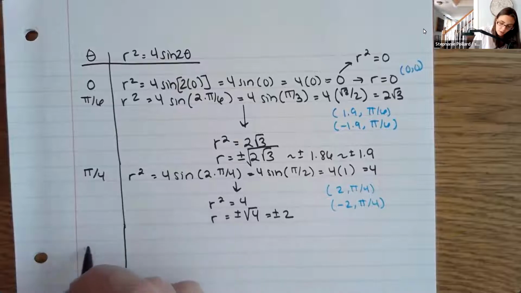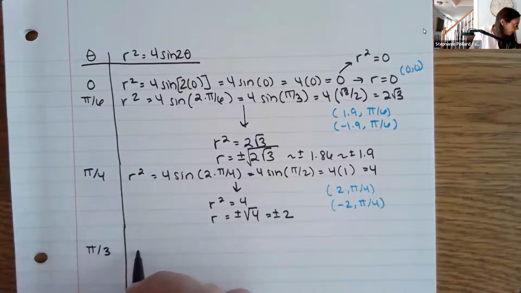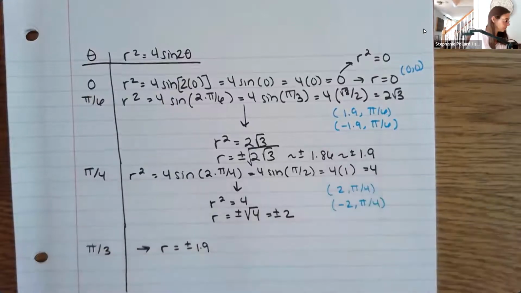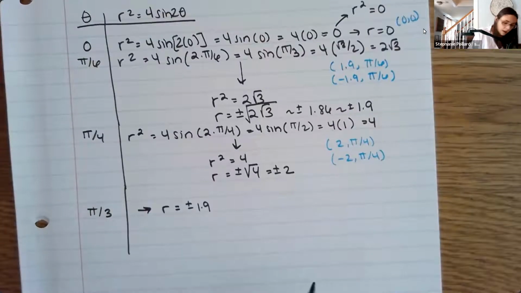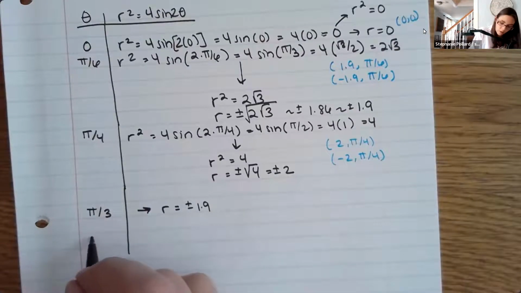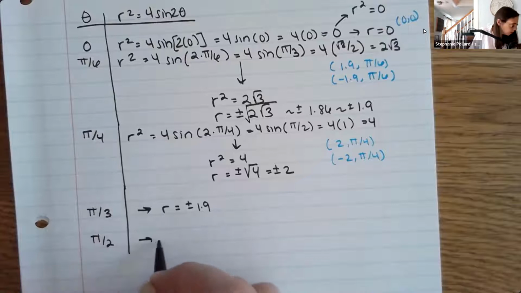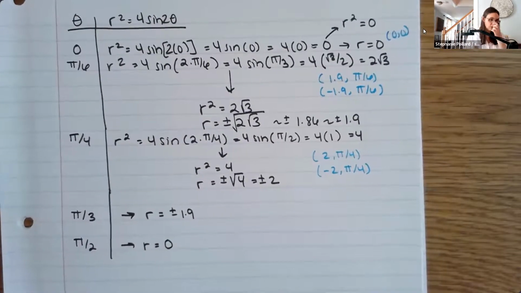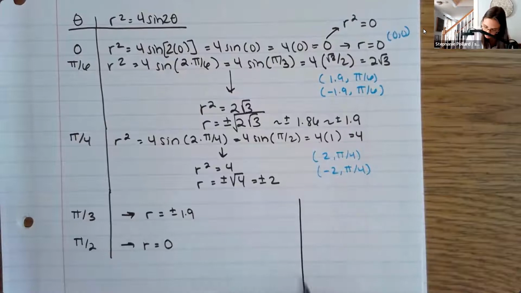If we do pi over 3, again, I'll let you try this one at home. You would get that r is equal to plus or minus 1.9 again. So you have a very similar computation there. And then when you have pi over 2, and you do the work, you get r is equal to 0. So what we did here is we're just going to start by plotting these points first to see what you get. And then we'll keep going.